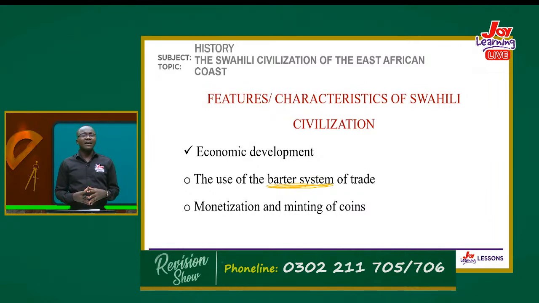What it means is that the use of money and coins was probably, according to scholars, the reserve of the ruling class. It wasn't everybody or the general public in the East African coast that could use money to trade. For the general public, they were supposed to trade based on the barter system. However, the use of money and coins may have been the reserve of the sultans.